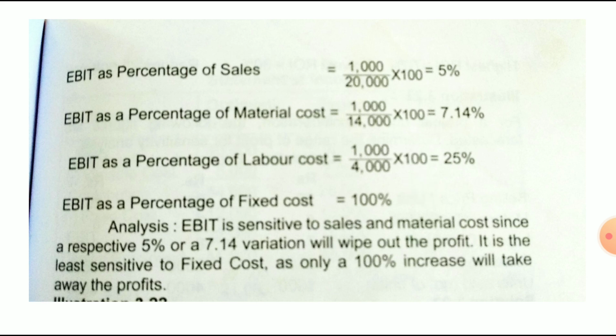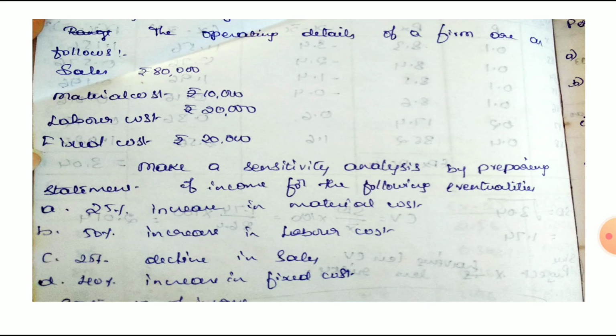Okay, the next problem, the operating details are given: sales, material cost, labor cost, fixed cost. Make a sensitivity analysis by preparing a statement of income for the following eventualities. So we have to make a sensitivity analysis of these four situations: 25% increase in material cost, 50% increase in labor cost, 25% decline in sales, 40% increase in fixed cost. So first we have to calculate EBIT.